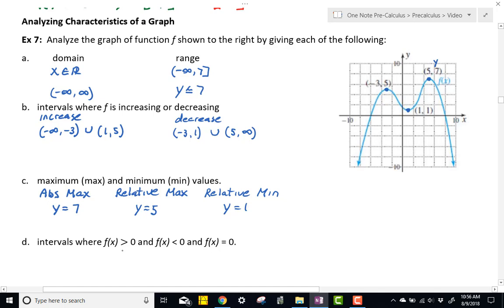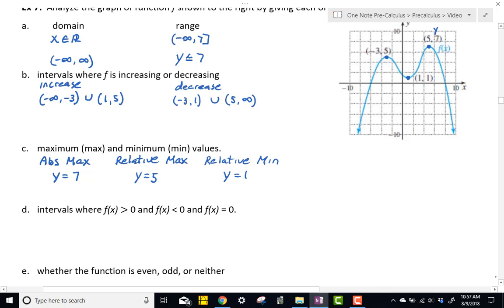Letter D, intervals where we are greater than 0, less than 0, and equal to 0. I'm going to do equal to 0 first because those are the easy ones. All right, f of x equal to 0 at, what do we got here? That's negative 2, 4, 6, and then positive 8. So x equals negative 6 and 8. We're basically saying, where do I hit the x-axis?